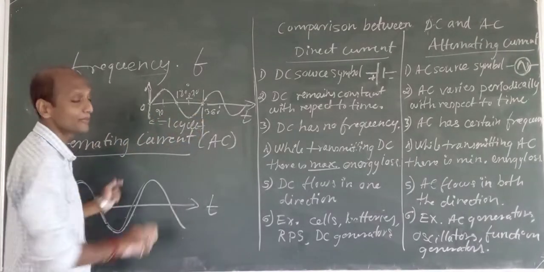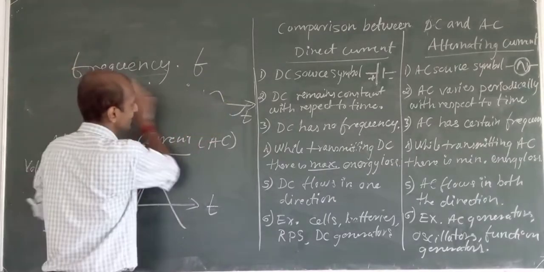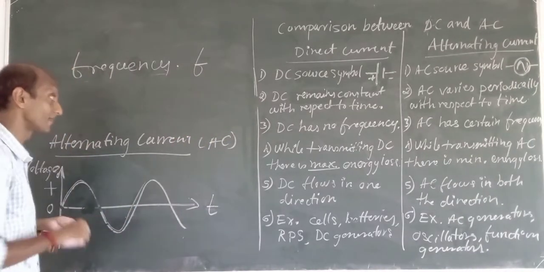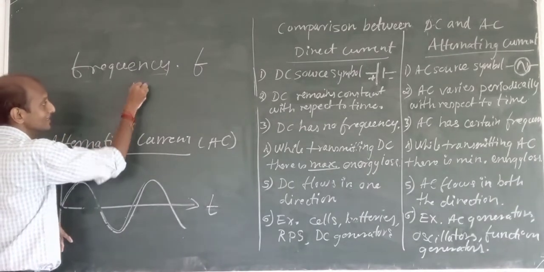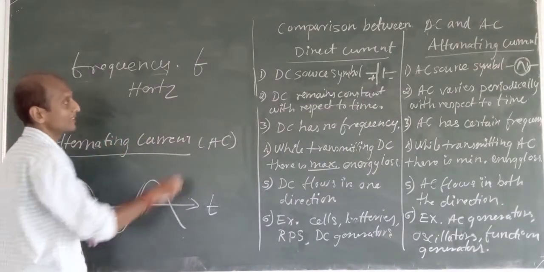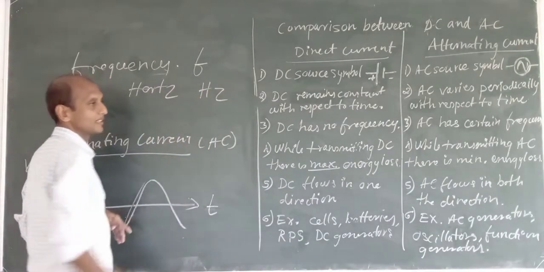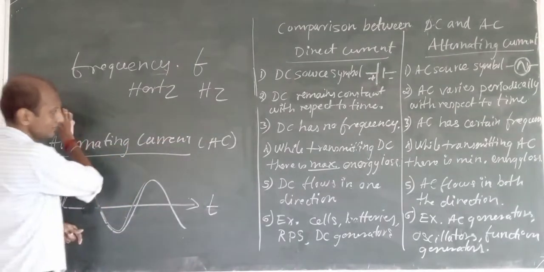Yes. Number of cycles per second is called frequency. For an alternating quantity, frequency is measured in Hertz. Hertz is the unit for frequency measurement, and it is written in short as Hz. Okay, fine?